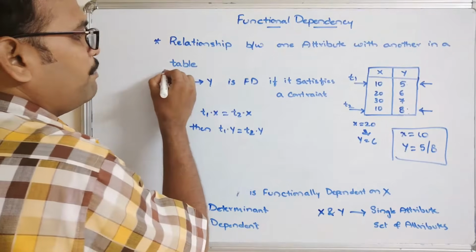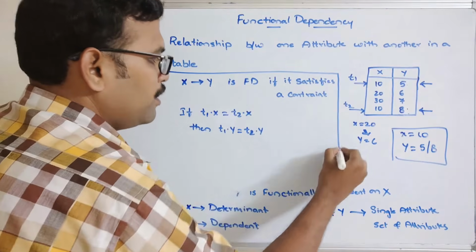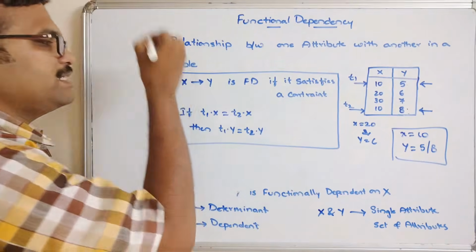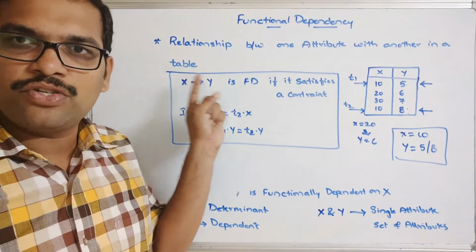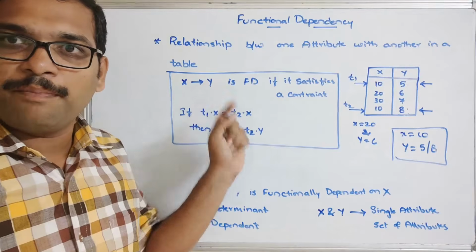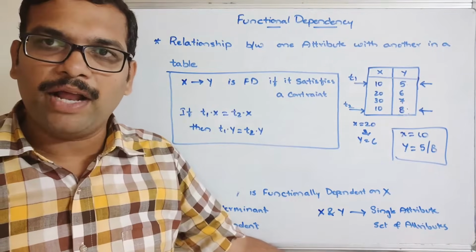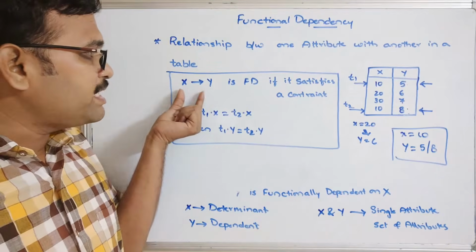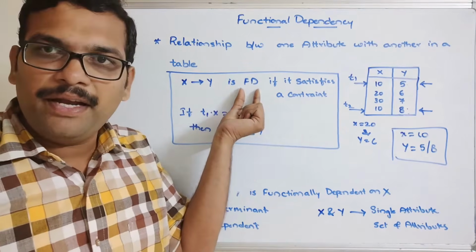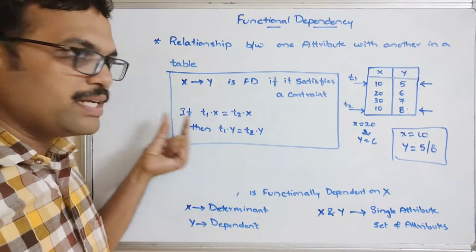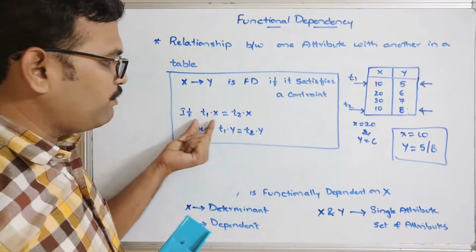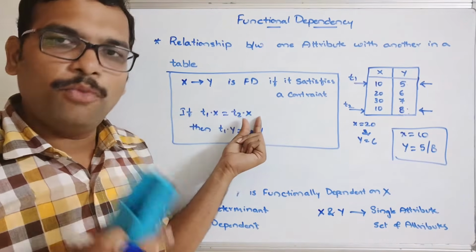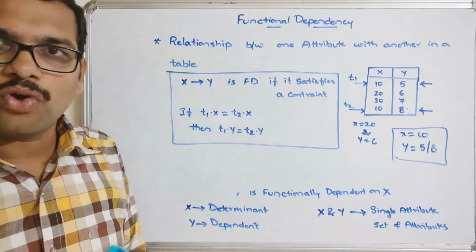So this is a very important constraint. If you want to finalize the functional dependency, we have to find this out. So x tends to y. Here x and y may be single attributes or multiple attributes. So x tends to y is functionally dependent if it satisfies the constraint that if we randomly select two tuples t1 and t2, and t1.x and t2.x are equal, then the corresponding y value should also be equal.